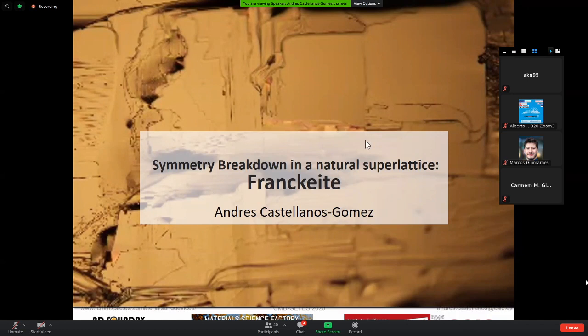And I'm going to talk about how the interlayer interaction, that is always known as a weak van der Waals force in these kinds of layered compounds, even though it's weak, is strong enough to break the symmetry of this natural superlattice. Okay, so the material I'm going to talk about is called cylindrite.